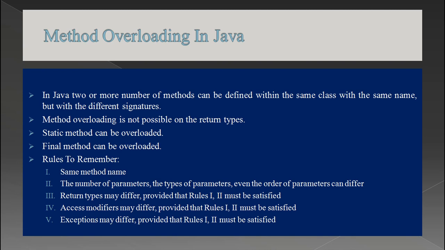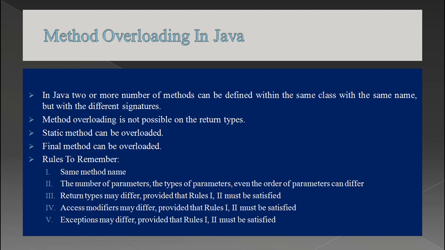Also, method overloading is not possible on the return types. I will show it with an example. The rules to be remembered: the method name will be the same, obviously. In case of method overloading, the second rule is that the number of parameters, the types of parameters, or the order of the parameters, any one of these three should differ. Number 3, return types may differ, but rules 1 and 2 should be satisfied.